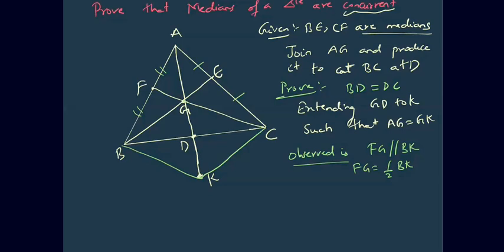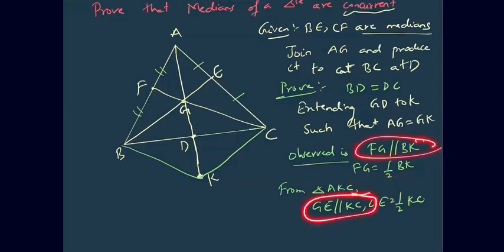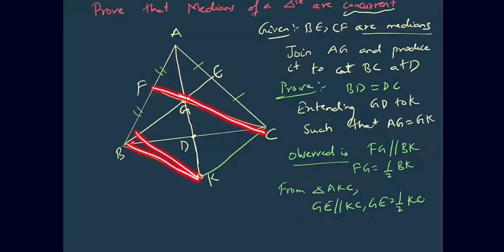This is what we have observed from the midpoint theorem in triangle ABK. Similarly, let us consider this triangle AKC. In this triangle AKC, E is the midpoint of AC and G is the midpoint of AK. So I can say that GE must be parallel to KC and GE must be half of KC. This is what we have observed from triangle AKC. Let us analyze these two things. FG is parallel to BK and GE is parallel to KC. Since FG is parallel to BK, I can say that GC is parallel to BK, because FGC is a straight line.